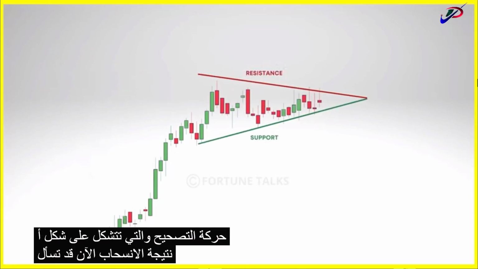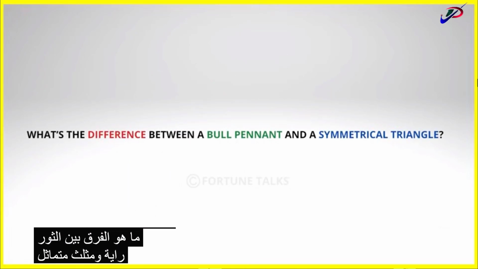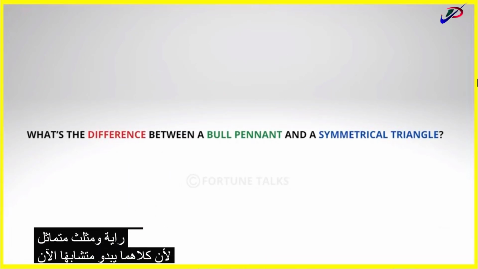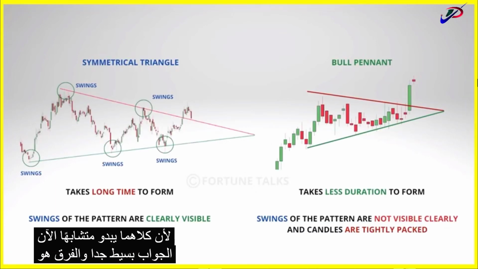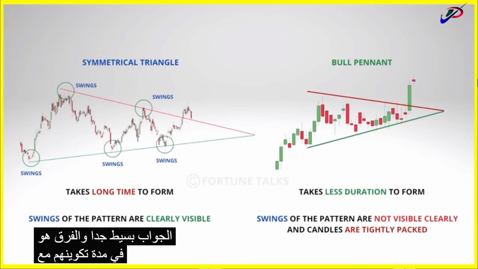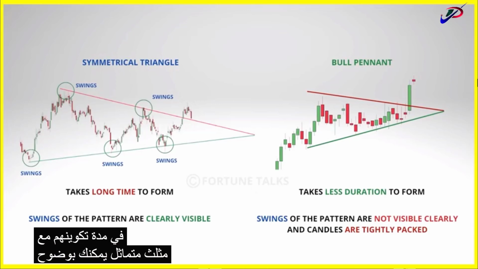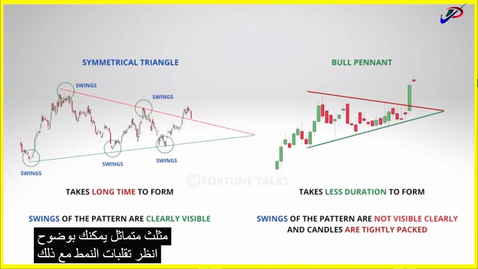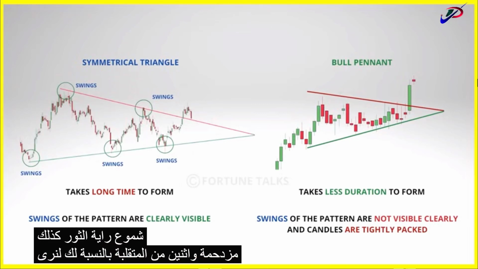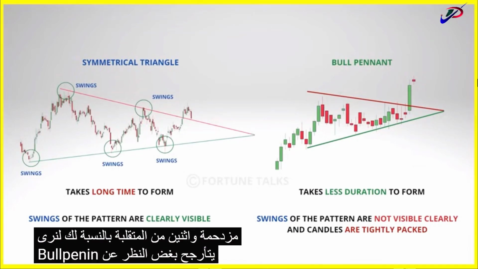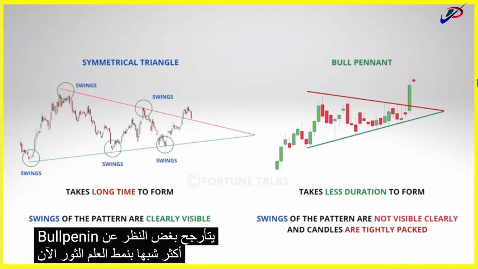Now you may ask, what is the difference between a bull pennant and a symmetrical triangle? Because they both look similar. Now the answer is quite simple. The difference is in the duration of their formation. With a symmetrical triangle, you can clearly see the swings of the pattern. However, the candles of the bull pennant are too crowded and too volatile for you to see the swings. Regardless, a bull pennant is more similar to a bull flag pattern.